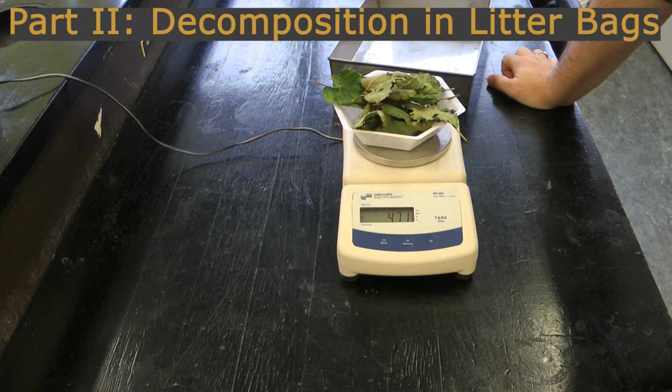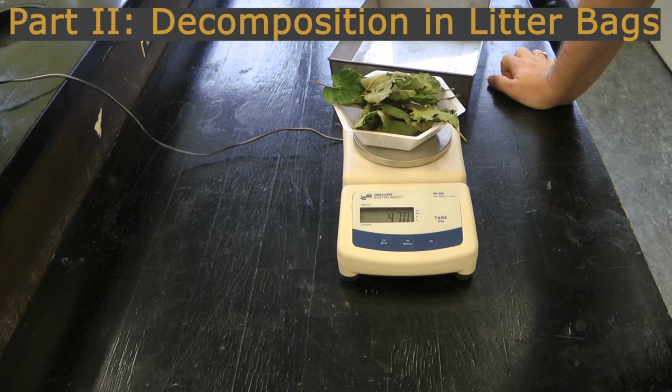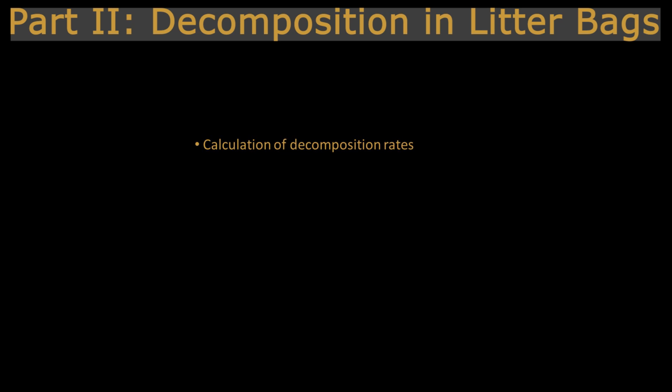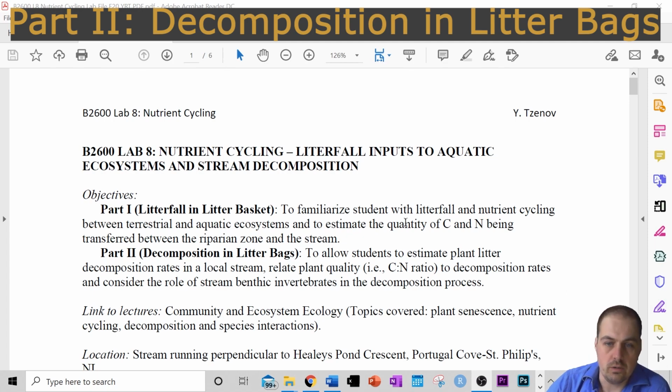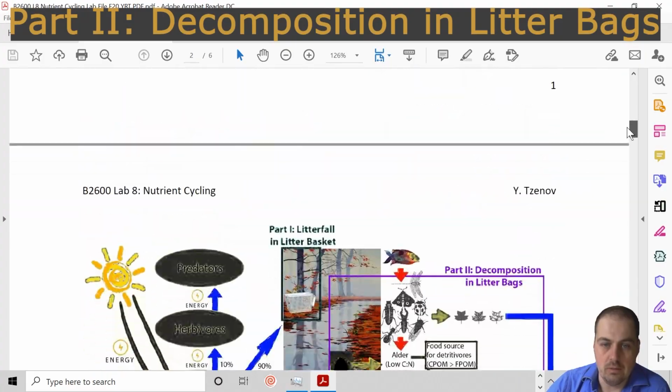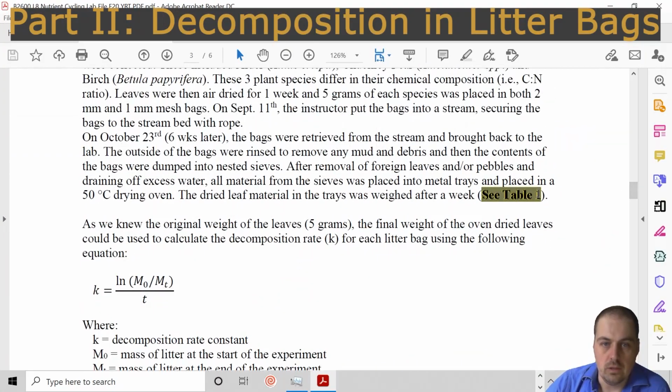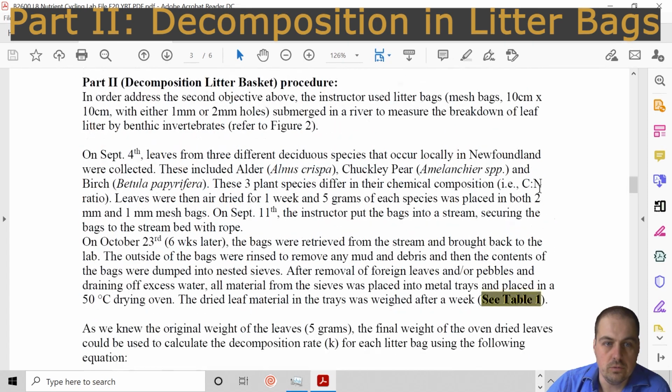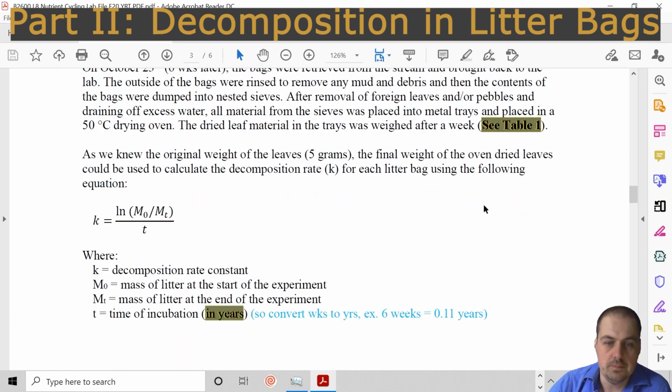Now I'm going to go through how you fill out your tables, and we'll go from there. To do the calculations for part 2, I brought up the lab file. We're going to go down to the part 2 section. I'll show you in a second, but I've used this formula to actually do the calculations for you. This is your decomposition rate, K.